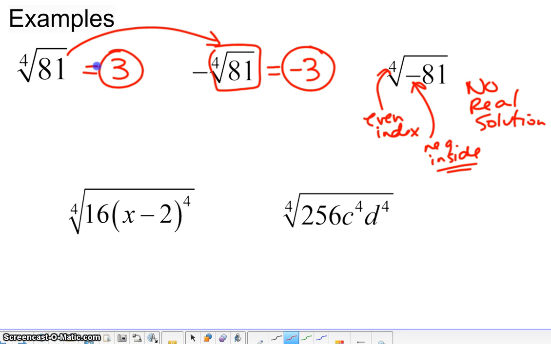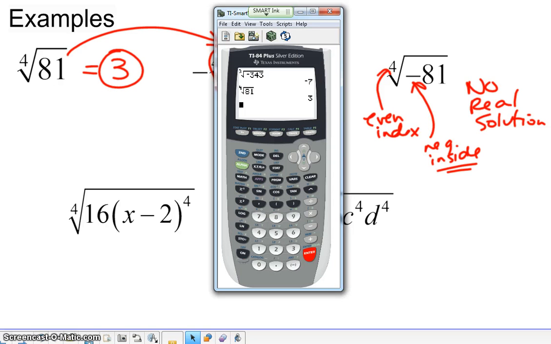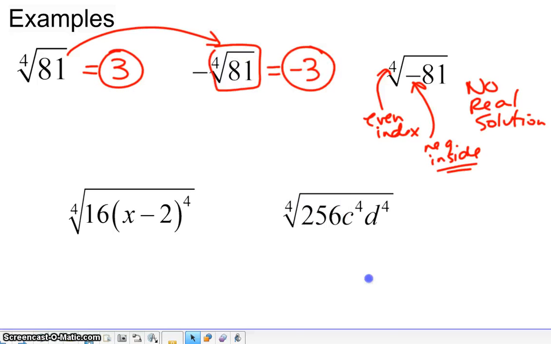Now I also want to point out something on your calculator that happens. If I went ahead and forgot about that rule and I did 4 and then math, I picked number 5, and then I put my negative 81 inside, look what happens. You're going to get a non-real answer. So your calculator will tell you if you forget that rule. Okay, so let's go ahead and get the next one. No real solution is the answer here.